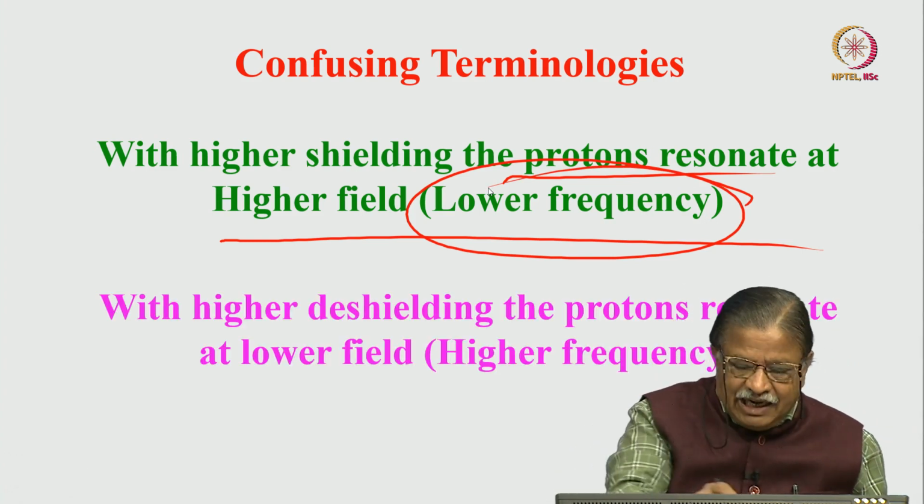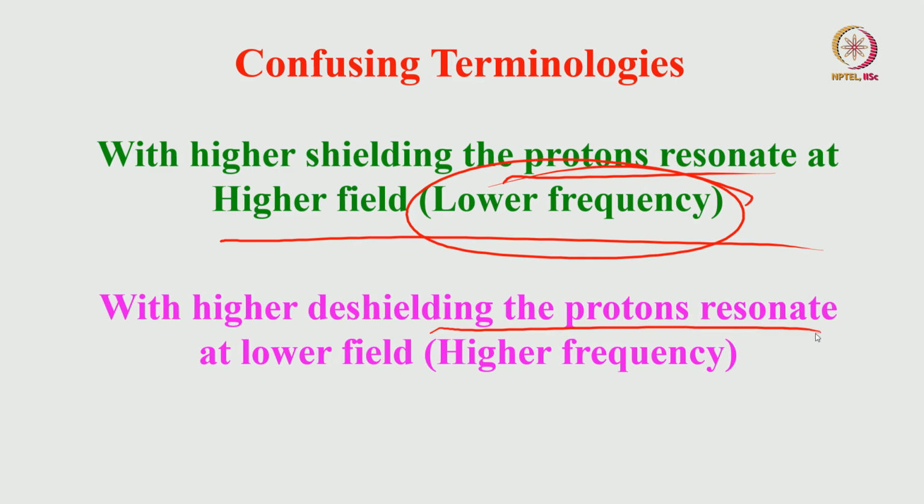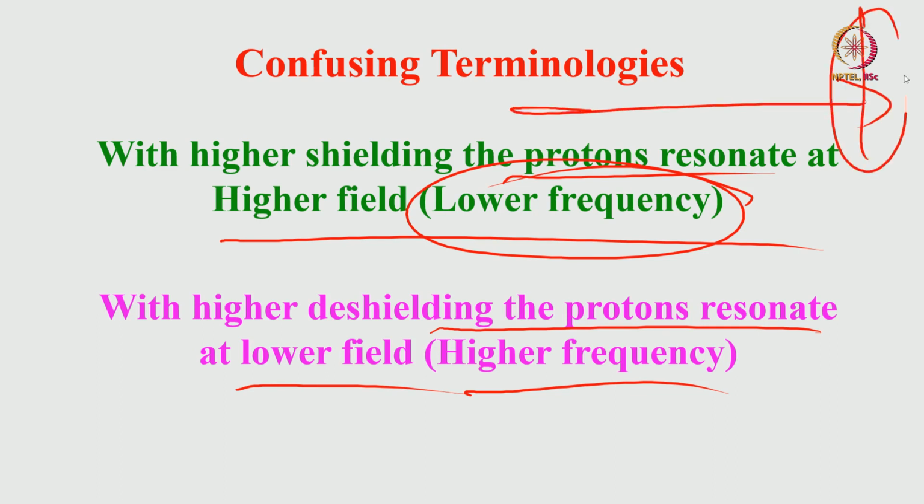Similarly, with higher deshielding, I said the protons resonate at lower field. Lower field means higher frequency. This is a bit confusing. Don't get worried about it, but always remember, in the NMR spectrum, the peak coming at the right is always called the high field region. This is called the low field region, which I am going to tell you.